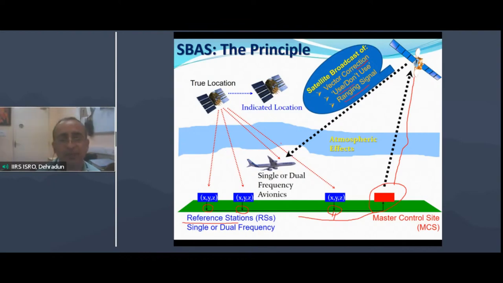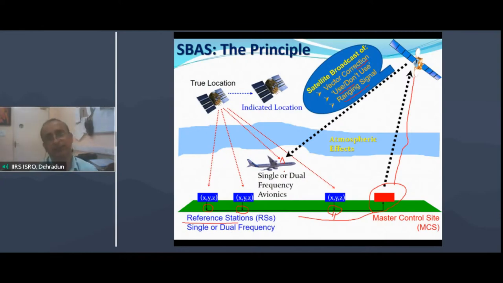So this information is received by a rover. Suppose there is a rover GPS kept on an aircraft. So these corrections are received by this rover, and the rover will improve its coordinates and it can give better information to the pilot. Suppose it is for takeoff or landing.